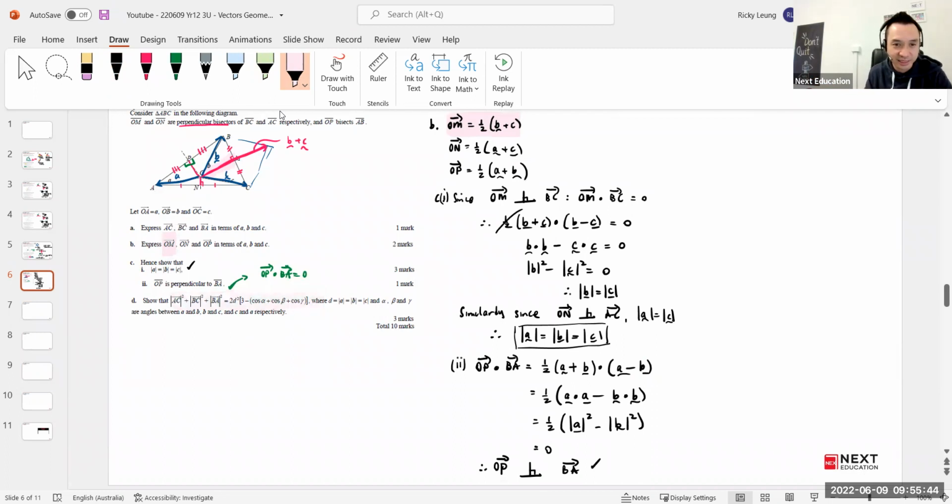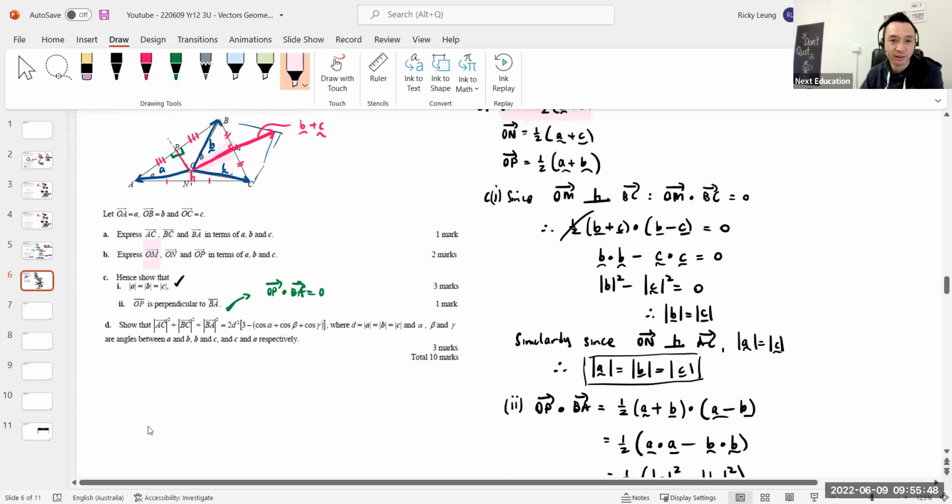It's got a letter D there. So let me zoom in, I can't see it. It's got a little D there, which equals this, right? Okay, so D equals, it just equals in magnitudes. All right, cool. So it looks like we're going to factorize it now. Guys, it's got cos alpha, beta. What's alpha, beta, gamma? Alpha, beta, gamma are the angles between AB.